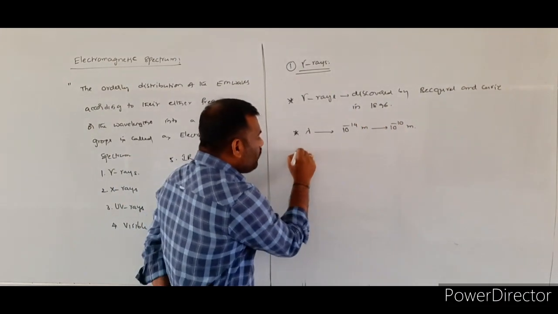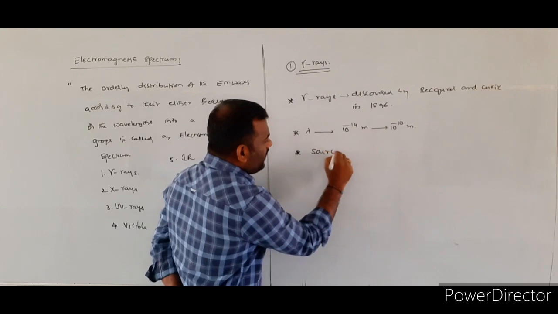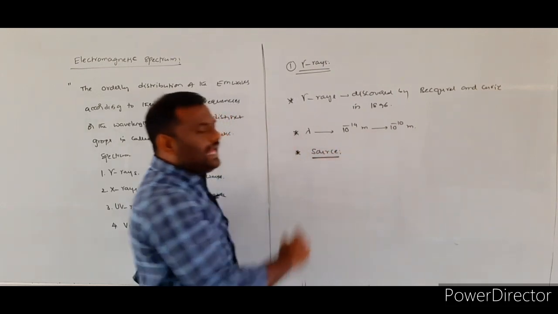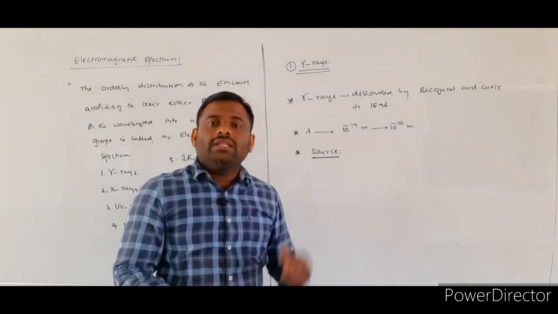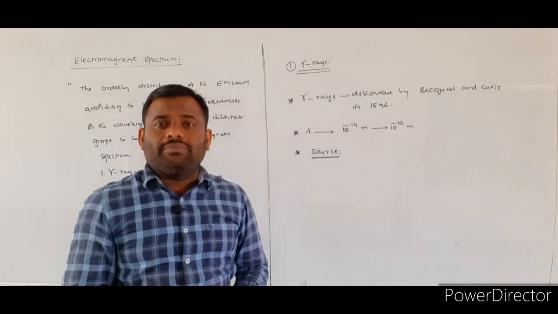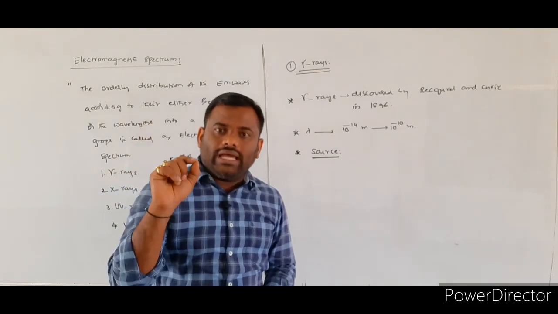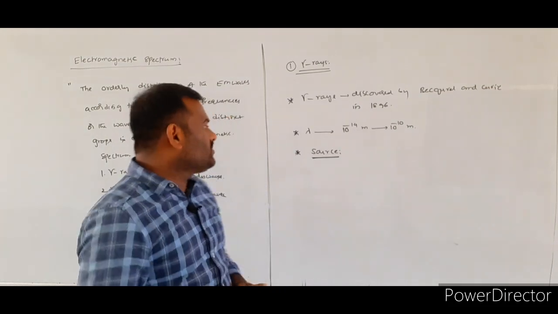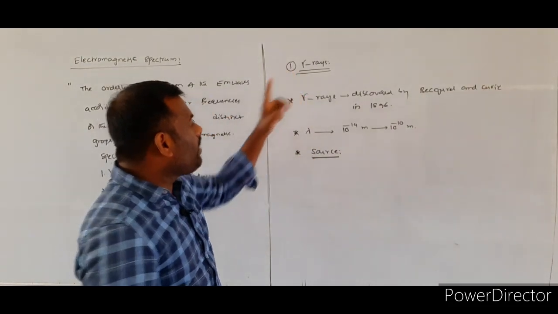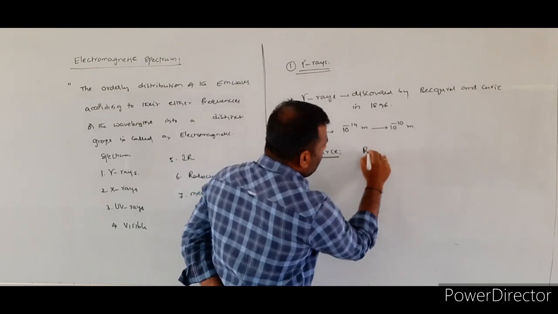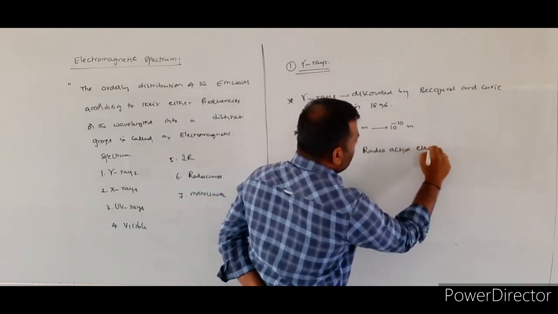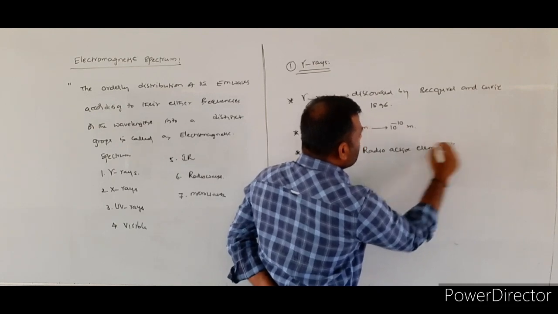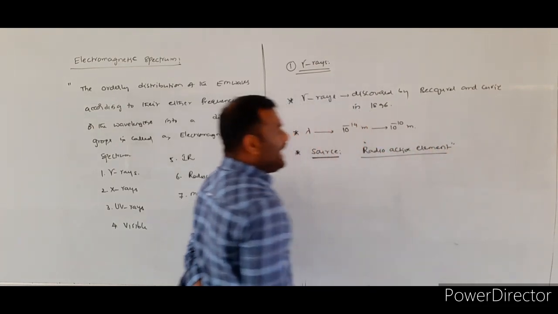Okay, next. What is the source of the gamma rays? From where will these gamma rays be generated? The gamma rays are generated from radioactive elements. So the source of the gamma rays is nothing but the radioactive element, either artificial elements or natural radioactive elements.